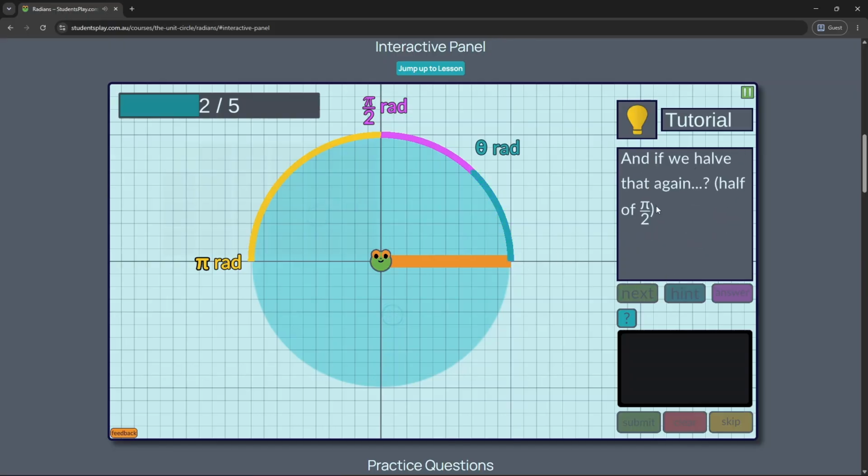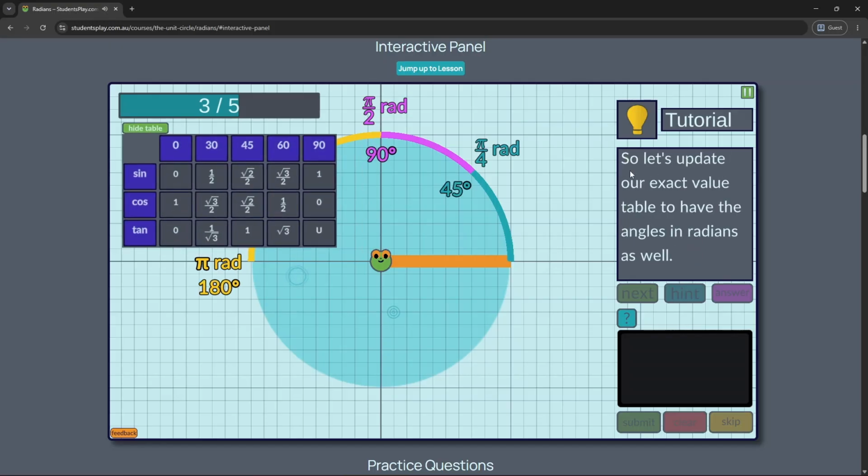If we halve that again, half of pi on 2, that'd be like a quarter. But we want to keep it pi, right? So instead of pi on 2, pi on 4. That's right, half pi on 2 would be pi on 4. So this angle, an eighth rotation of a full circle, is pi on 4 radians. These last two line up with some of the angles from the exact value table.